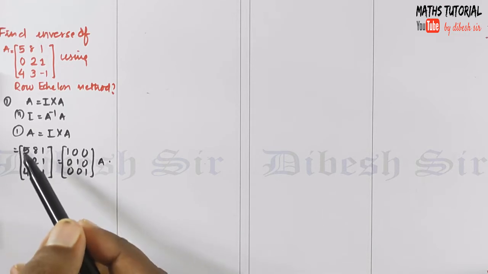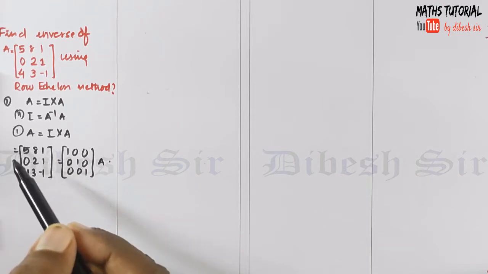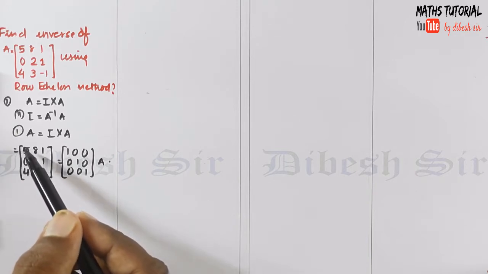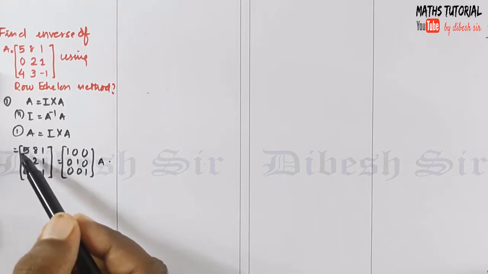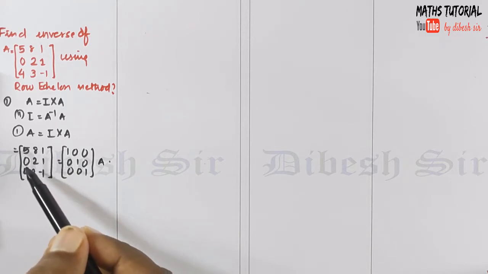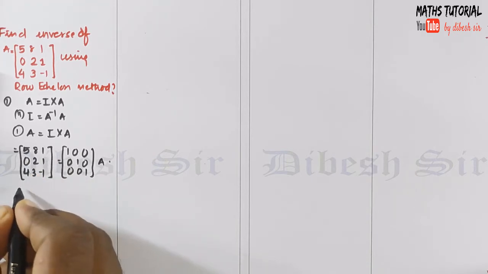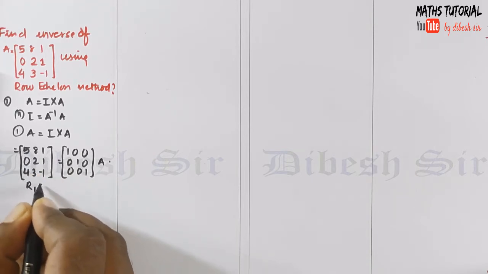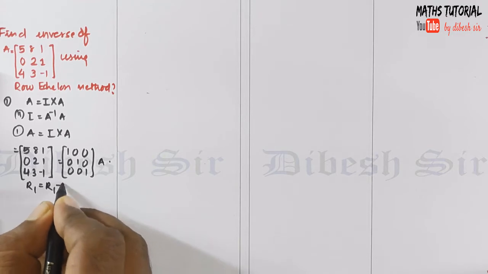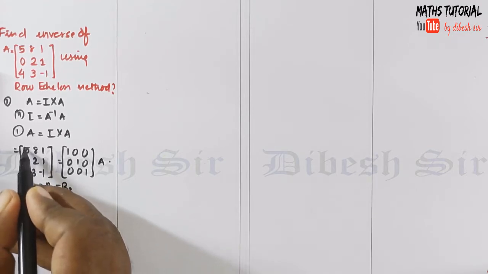Remember that we have to convert the leading entries to 1. These entries are 1, 1, 1 and the others are 0. To make it 1, subtract: R1 is equal to R1 minus R3. Check it, R1 minus R3.